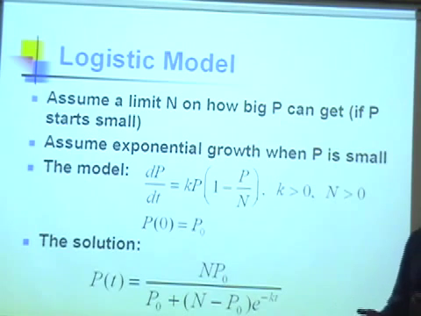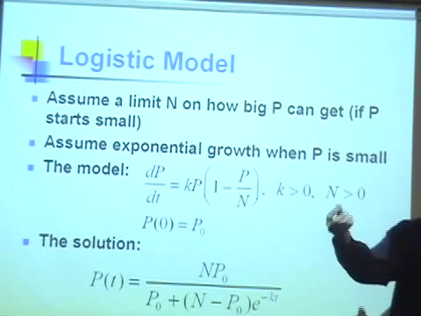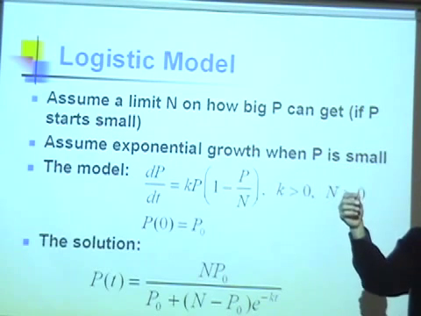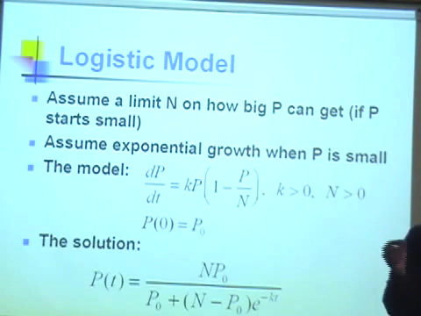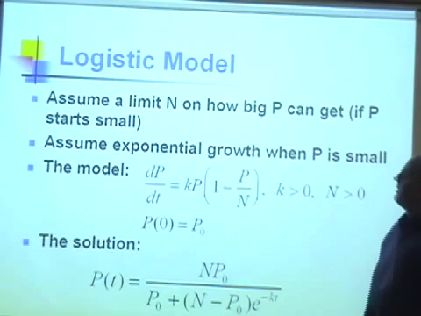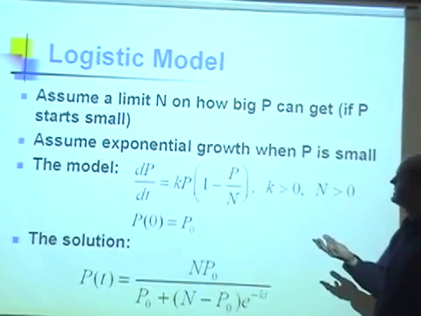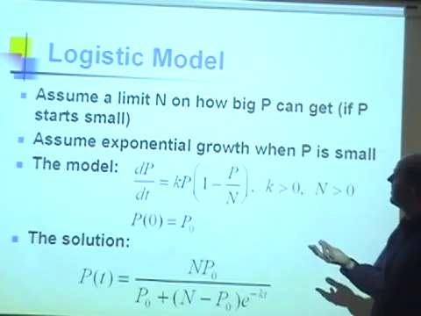On the other hand, you might also assume that if your population for some reason starts off higher than n, those bacteria or whatever are going to die off faster than they grow, and the population is actually going to decrease to n. That's called the logistic model. We assume exponential growth when p is small, and we also assume that we want p to decrease when p is bigger than n.